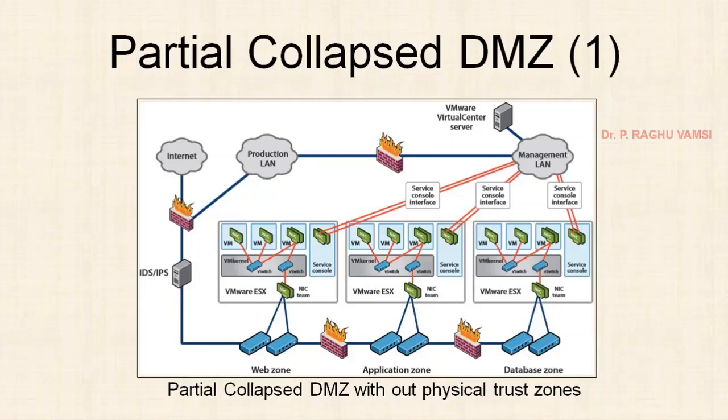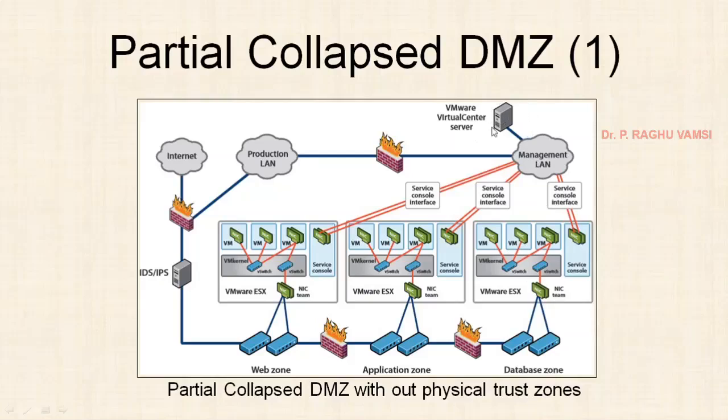Here there are physical trusted zones, like a web zone, an application zone, and switches. From the switches, again there is the VMware ESX virtual machine host, and within the VMware ESX there are again switches connected to the different virtual machines. And if you want to communicate with these virtual machines, again a service console will be there.